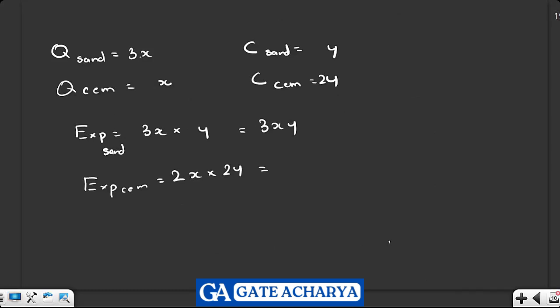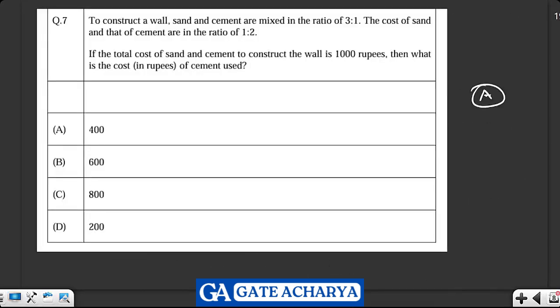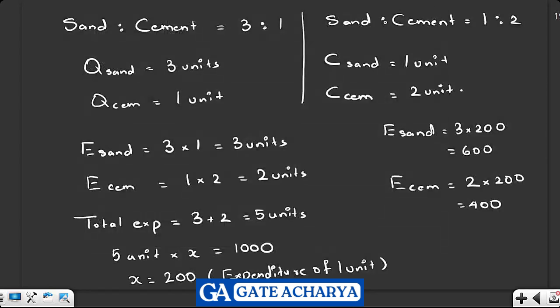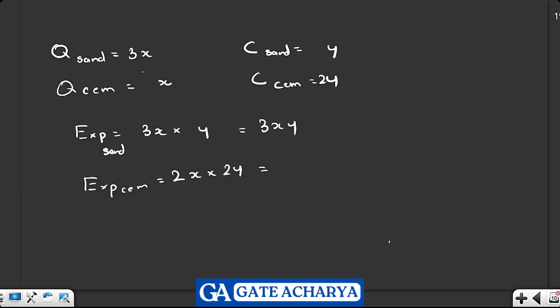Sand is three quantities, cement is 1 quantity, right? Yes, 3 to 1. Okay. And cost is 1 is to 2. So I made the big blunder. I changed the ratios. That's why I'm correcting it. So 3x into y, that is okay. This will be not 2x, x into 2y. Am I right?